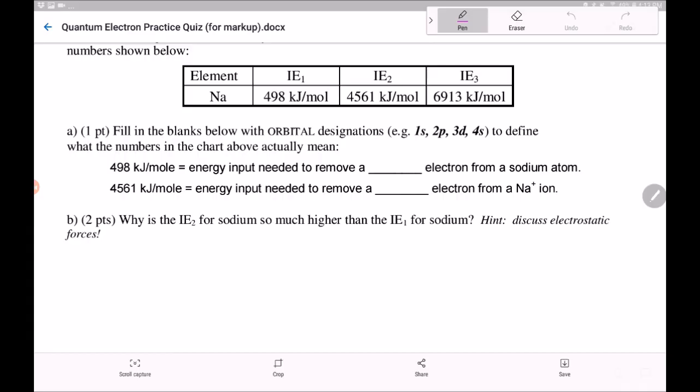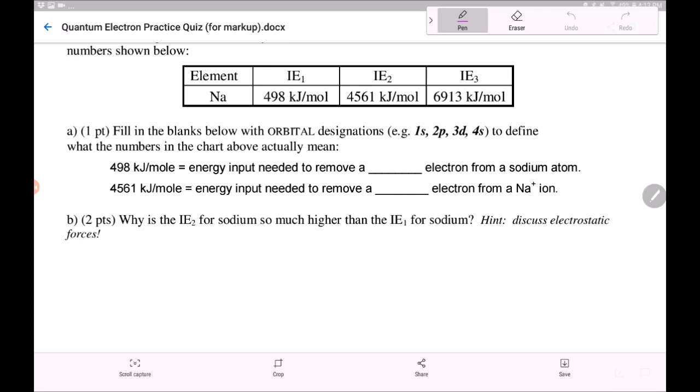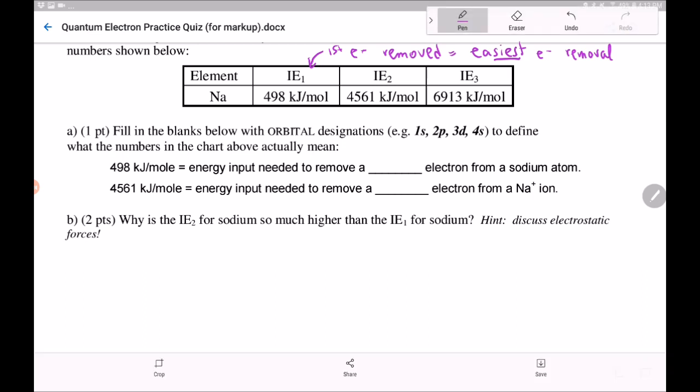This is question number 8 on the Quantum Electron Practice Quiz. We have ionization energies here, IE1, 2, 3. The key to understanding here is that this is the first electron removed, the easiest electron removed. That does not come from the first shell. That comes from the outermost shell.